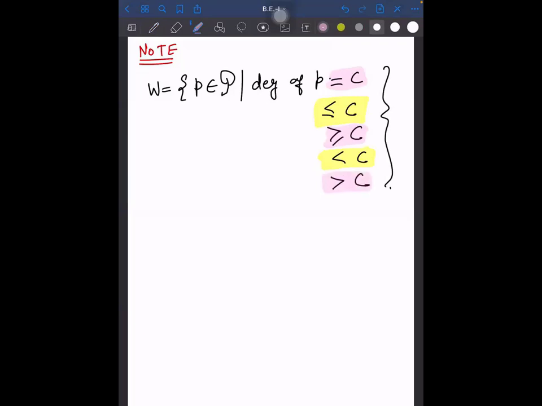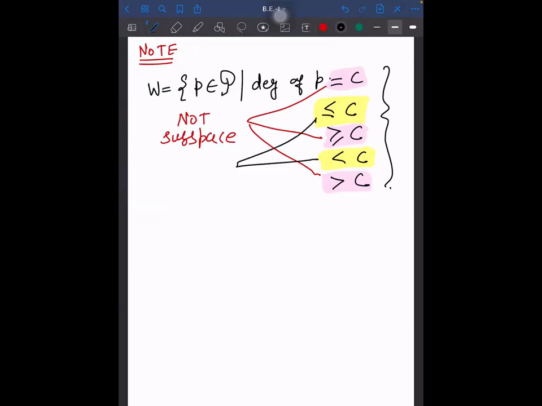Yes, sir. So whenever equal, greater or strictly greater comes, it is not a subspace, but whenever lesser comes, then it is a subspace.